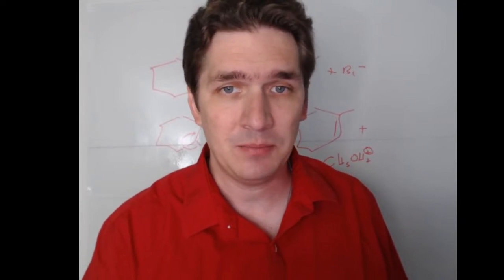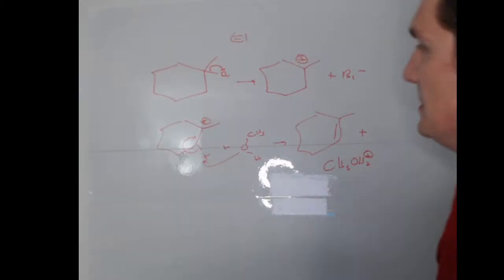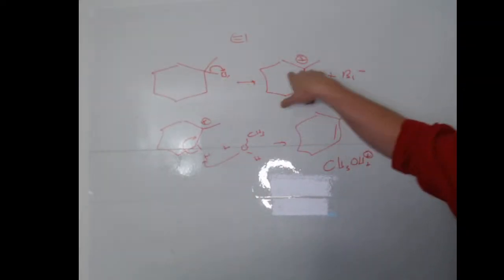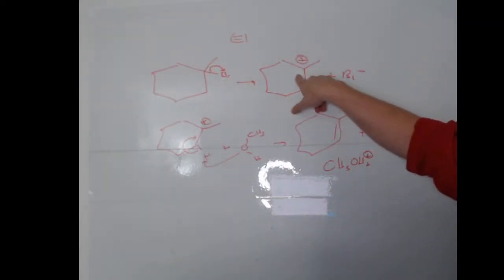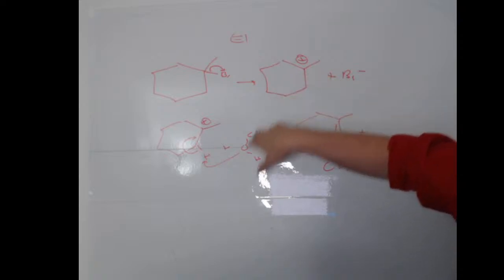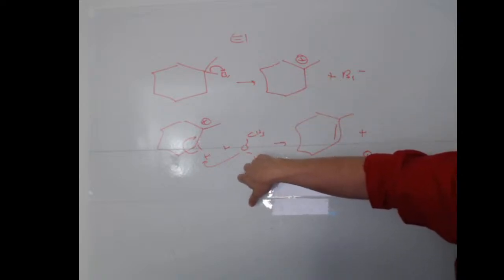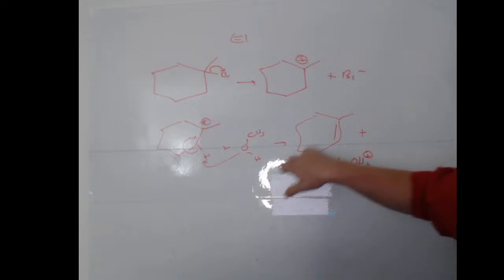And that's it for that problem. That's all that happens: we heat it up, that dissociates the complex to give you the carbocation, and then your methanol extracts the hydrogen, and that gives us the alkene.